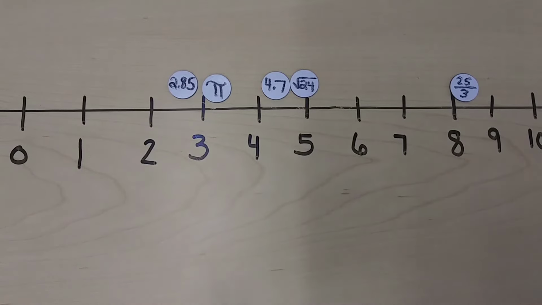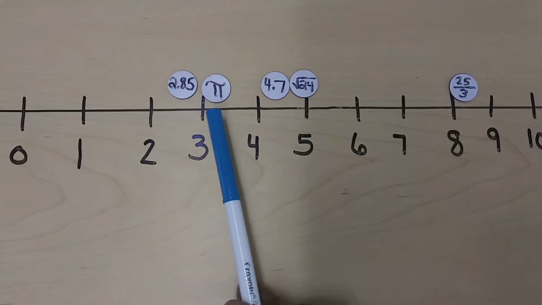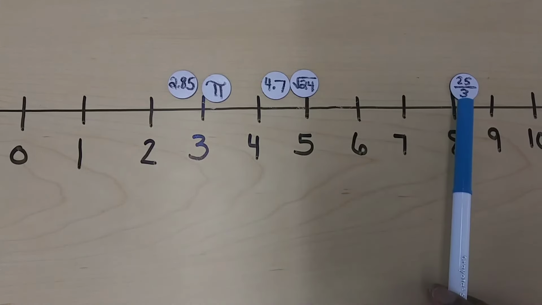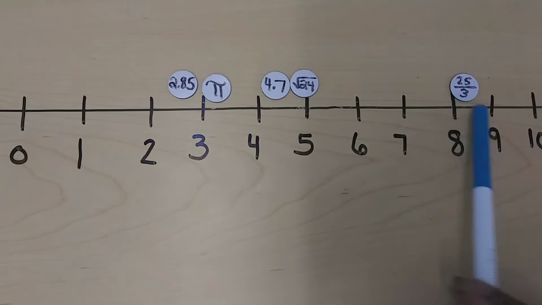So from least to greatest, it will be 2 85/100, pi, 4 7/10, the square root of 24, and 25 thirds.